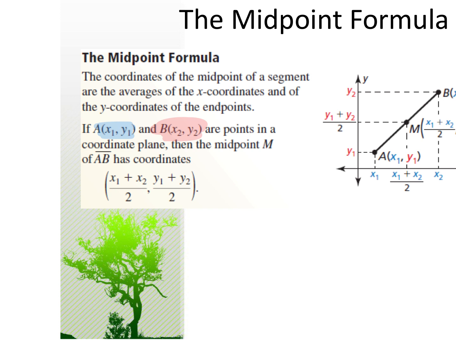So all you're going to do is take the x from each one, add them both together, and then divide by 2, and that will give you the x of your midpoint. And then you'll do the same thing for the y's. So our answer is always going to be an ordered pair.